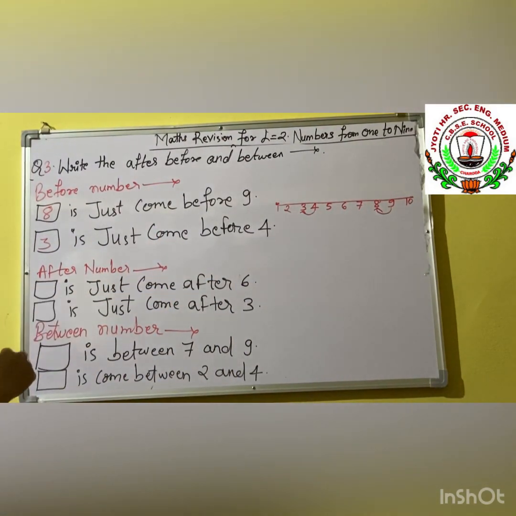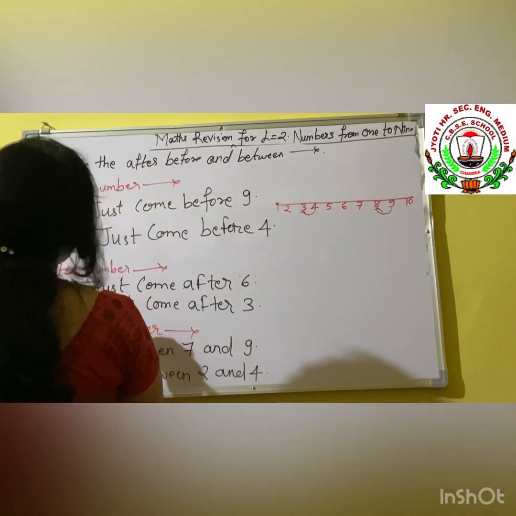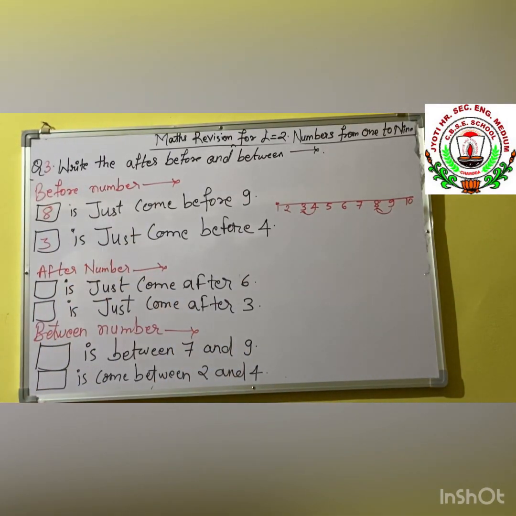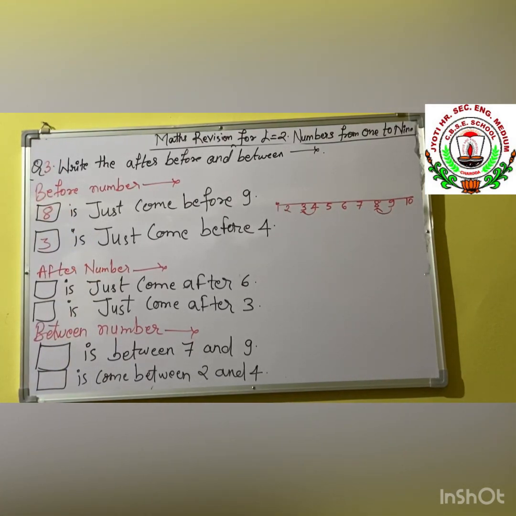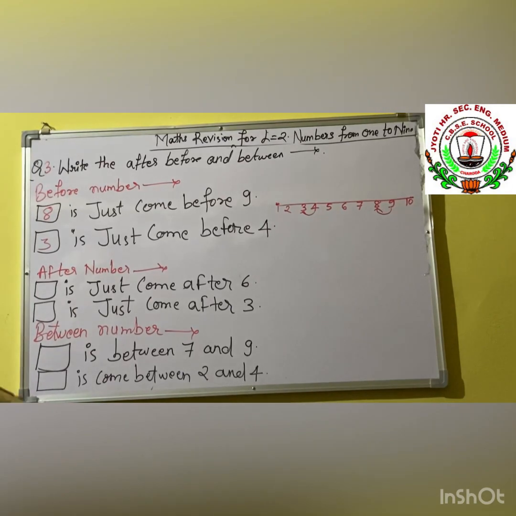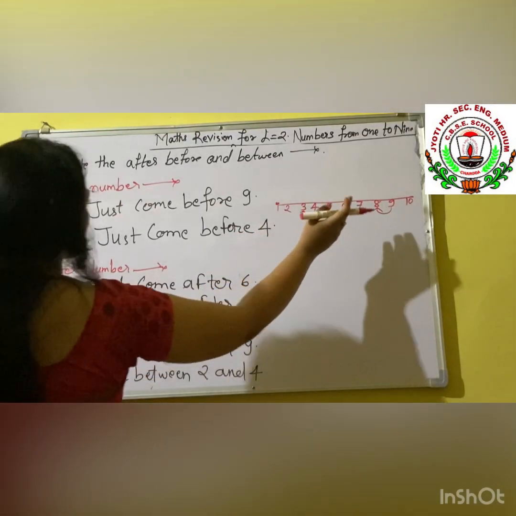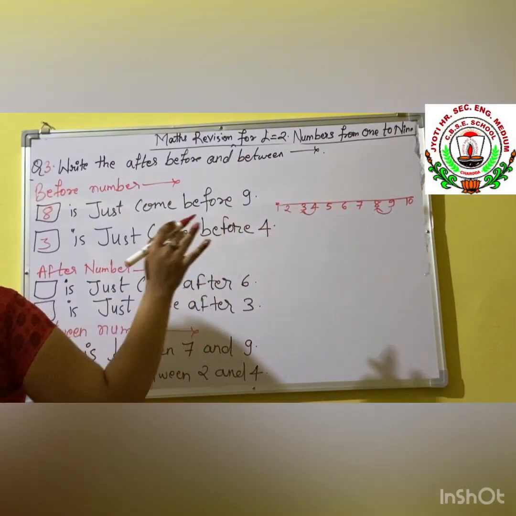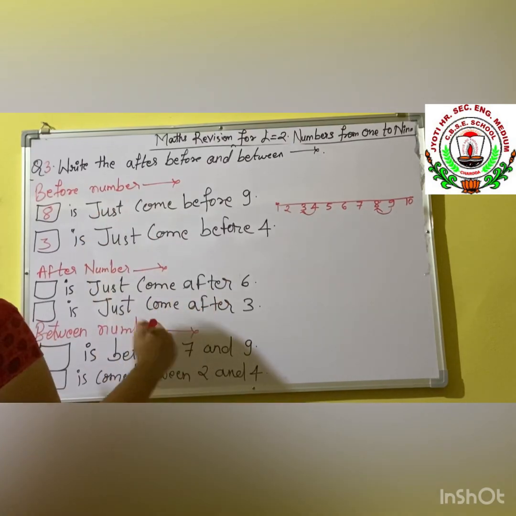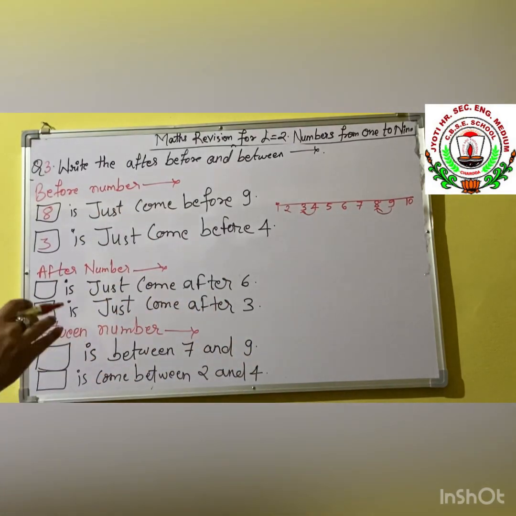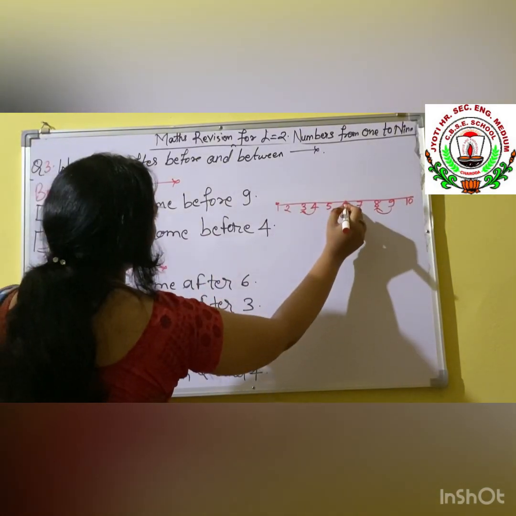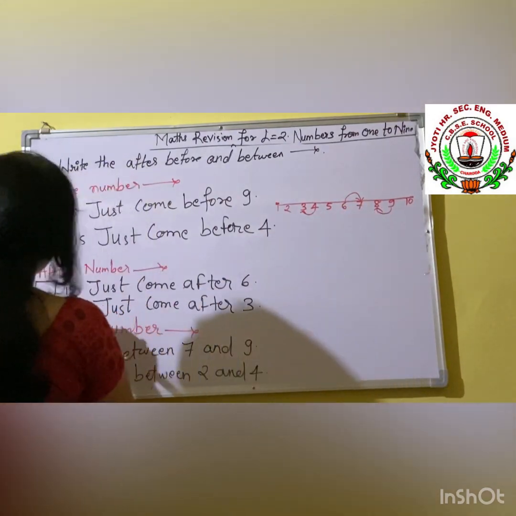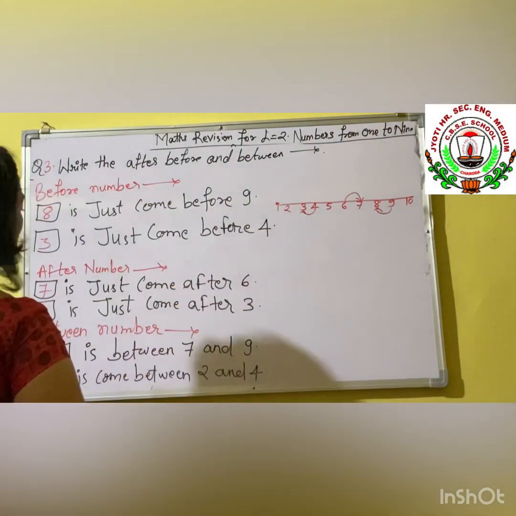Now, come to the after number. Here dash just comes after 6. Which number is coming after? Earlier I also told you that after number means the number coming in your right hand. So in the right hand, this way we have to check the numbers which come after 5, after 6, after 3, after 2. So dash just comes after 6. Which number is just coming after 6? 7 just comes after 6.